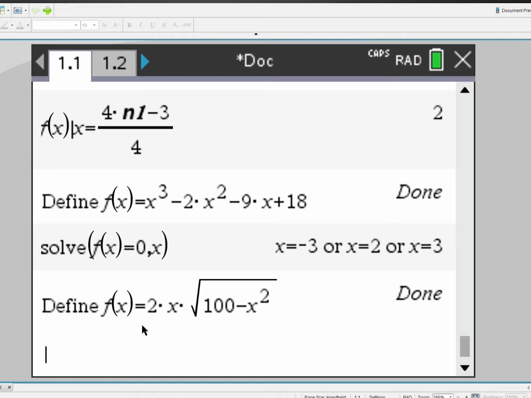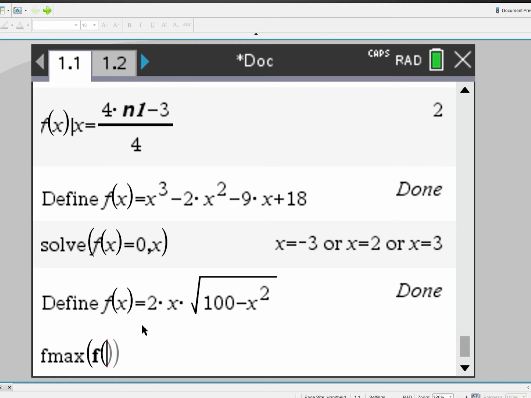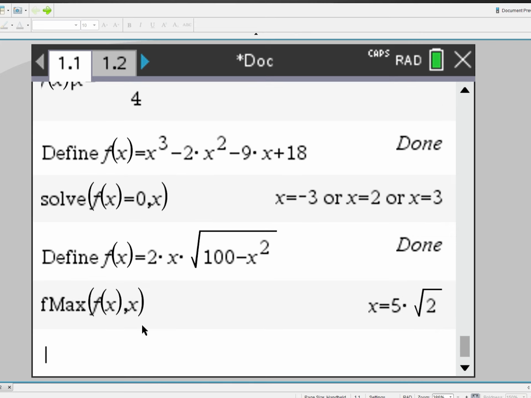Okay, now I'm going to try to use the fmax function, because this will give us an absolute answer. So f of x, which will find us the absolute maximum. Yeah, so x is equal to 5 root 2.